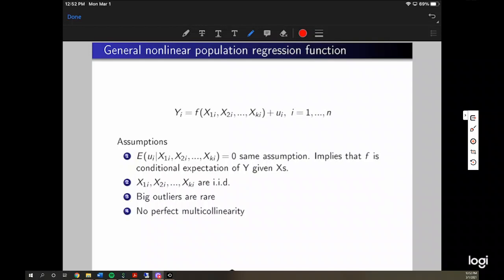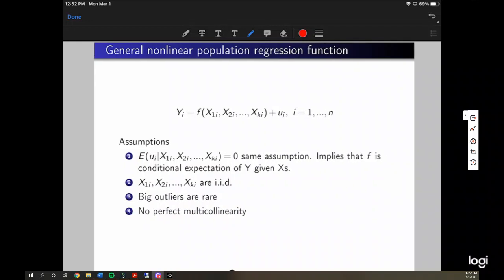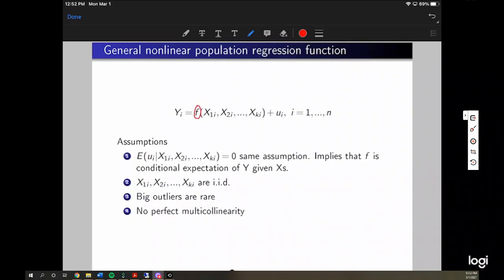So here's the general nonlinear population regression function. This is how the book presents it. It looks fairly complicated, but in reality all it's saying is that you have some function f of your independent variables x1, x2 through xk. So here we have k independent variables, and we just have some function of it. We don't specify up front what that function is.